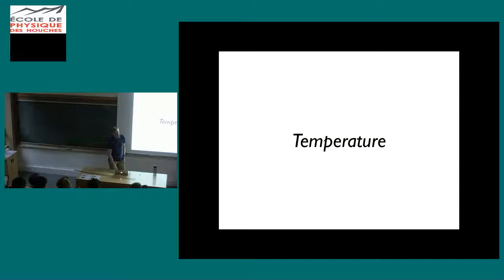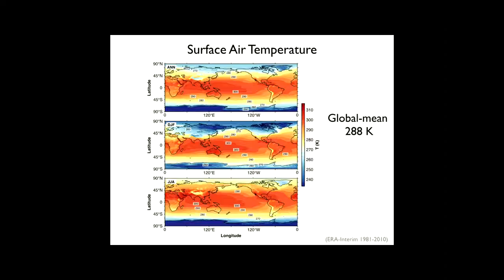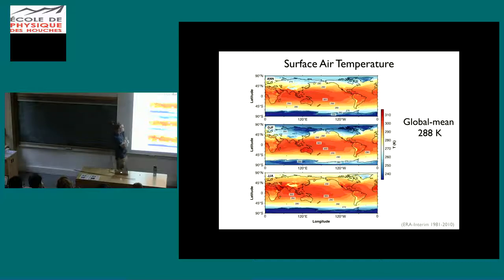So let's go through a few variables in the climate system and say what they look like, and for temperature, also what they have been in the past. So the surface temperature, I'll show you a number of plots that look a bit like that. This is annual mean, this is December, January, February mean, and this is June, July, August mean. And well, you can ask about the other months. What about the other months?